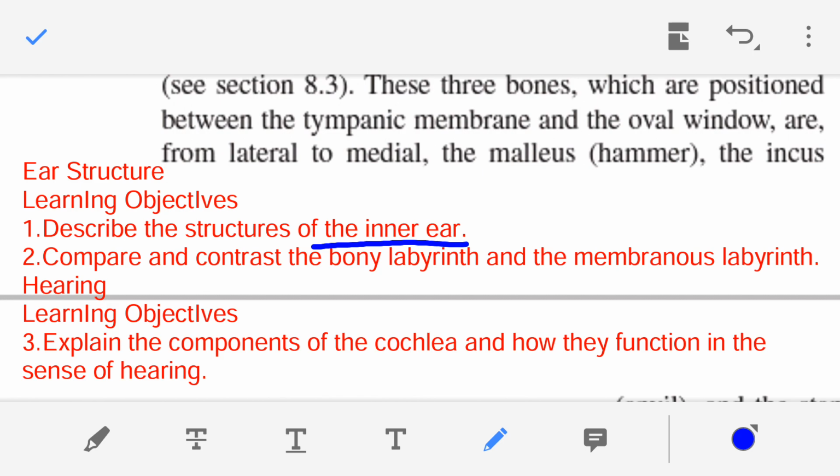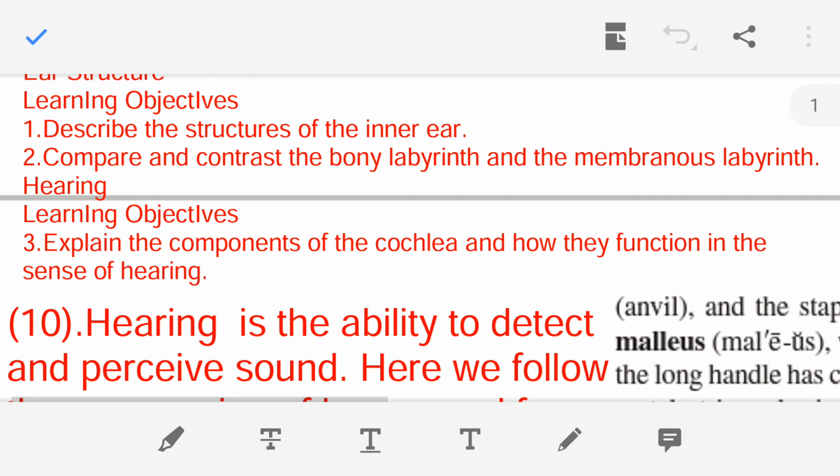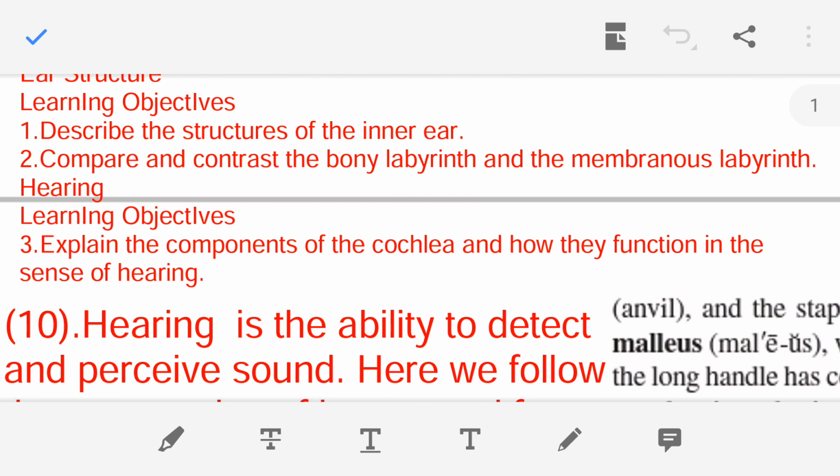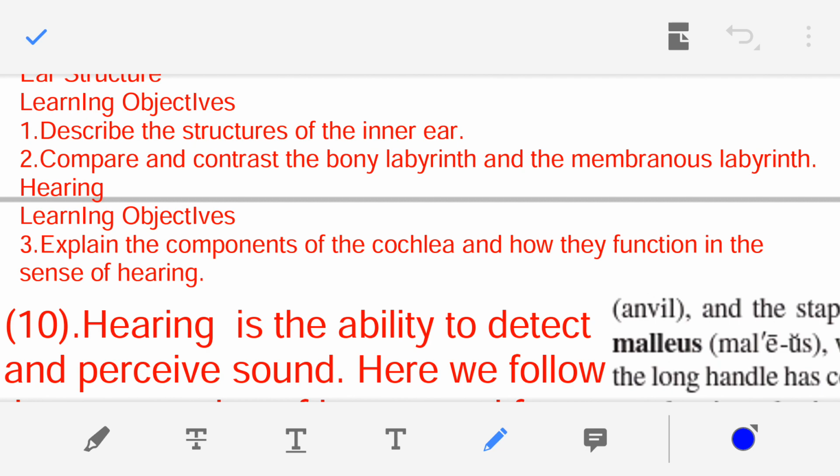The components of the inner ear, what our inner ear is made up of. Then we are going to discuss the bony labyrinth and the membranous labyrinth, and we are also going to compare the bony labyrinth and membranous labyrinth. Then after that we are going to discuss the hearing mechanism, how we hear various sounds, and the components which are involved in the hearing mechanism.